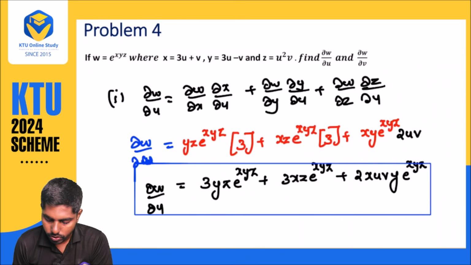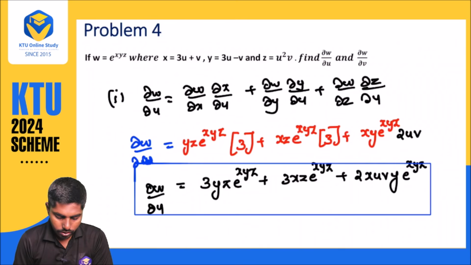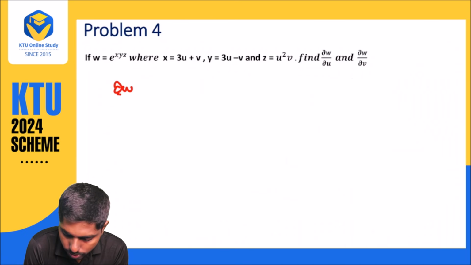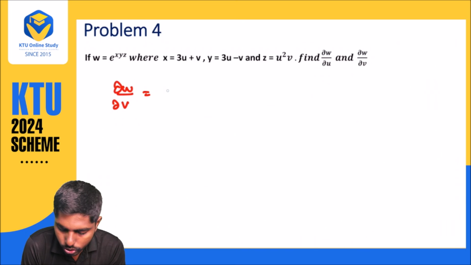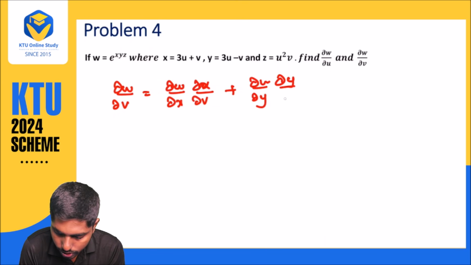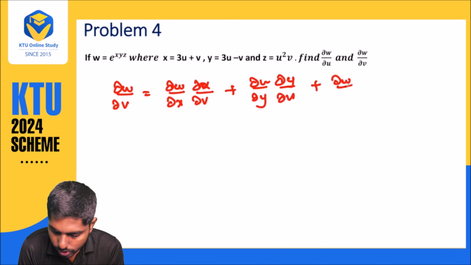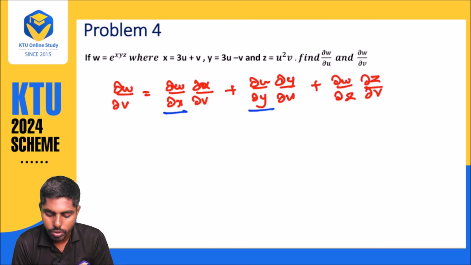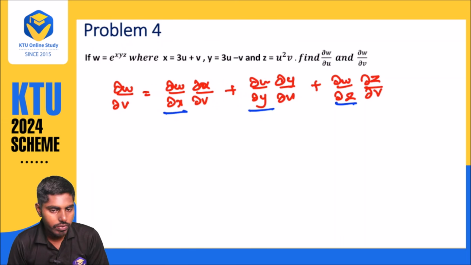So this is our required answer. Okay. Now case number 2. Case number 2 is what? Case number 2 formula ∂w/∂v. So ∂w/∂v is nothing but, we know, ∂w/∂x times ∂x/∂v plus ∂w/∂y times ∂y/∂v plus ∂w/∂z times ∂z/∂v. So here we have already found ∂w/∂x, ∂w/∂y and ∂w/∂z.